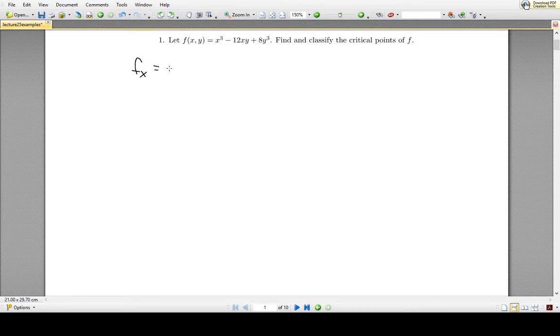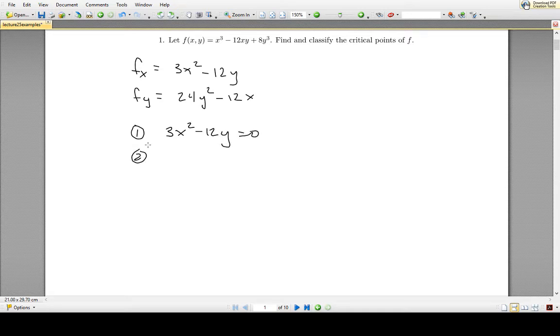The partial derivative of f with respect to x is 3x squared minus 12y, and the partial derivative with respect to y is 24y squared minus 12x. Now to find where these critical points happen, we want to set the partial derivatives equal to 0. The first equation I get is by setting the partial derivative with respect to x equal to 0, and so we get 3x squared minus 12y is equal to 0.